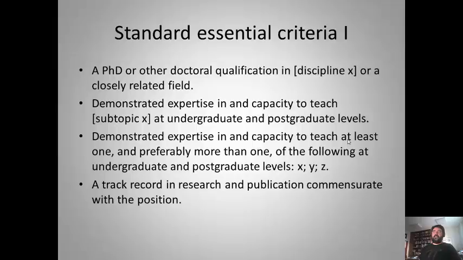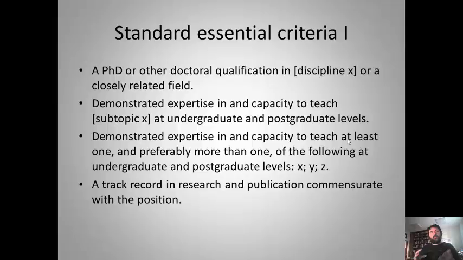So the second one is demonstrated expertise in and capacity to teach. So you're expert in a topic and you have the capacity to teach it. You have to show that you're expert because you've got to demonstrate it, but all you have to do is claim that somehow you have the capacity to teach it. You don't have to have the experience in teaching. It doesn't say experience in teaching, it says capacity to teach. The next one is also the same.